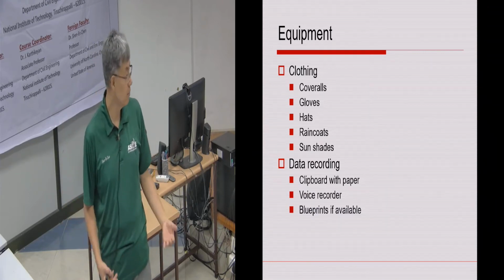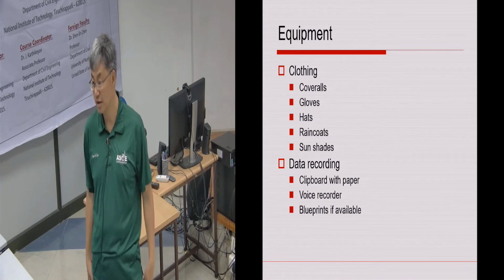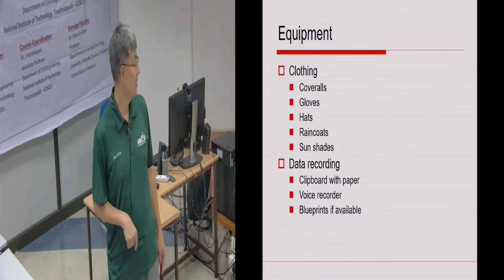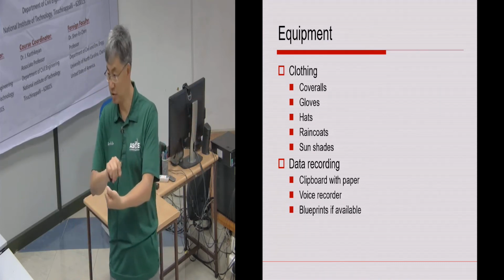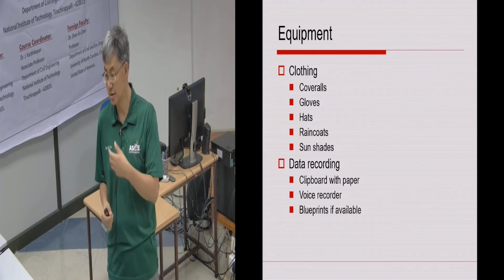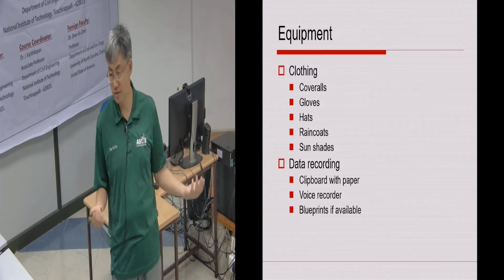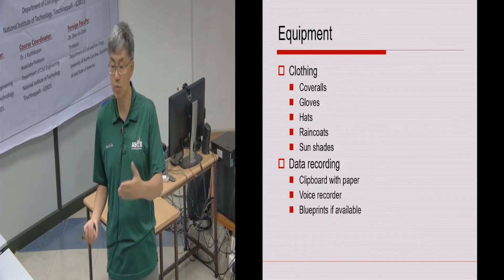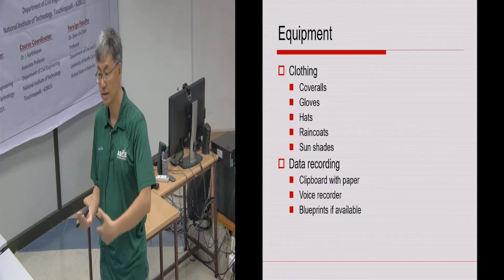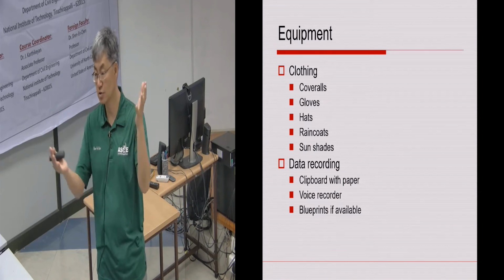Carpenter pants are very useful because they have a lot of pockets, so you can put pencils and everything. A clipboard with papers, so documents. Voice recorders, as I mentioned, have the same function as video recording. And blueprints if available. Blueprints are very important because you can compare right away what happened, whether they did the construction properly or not.